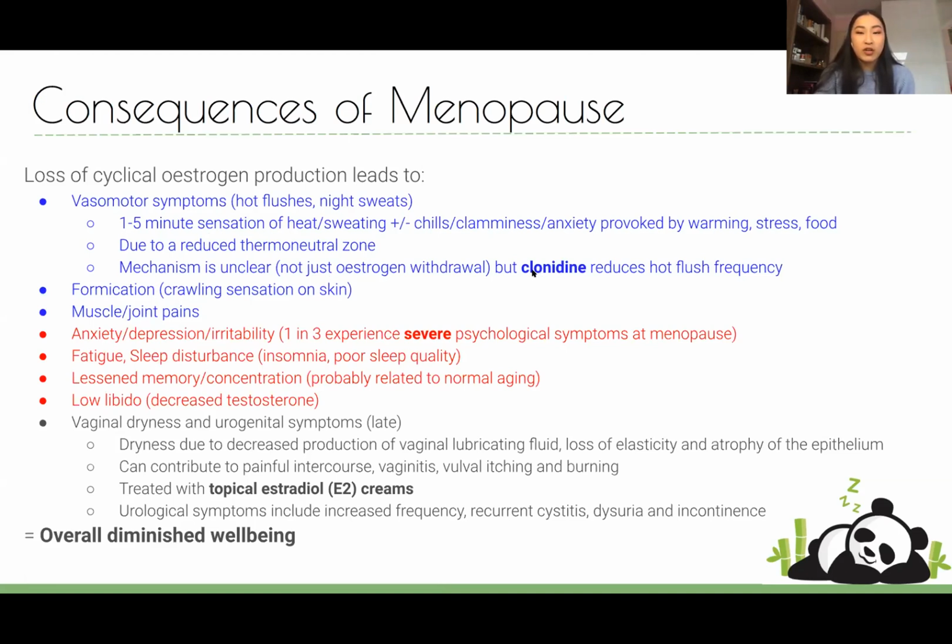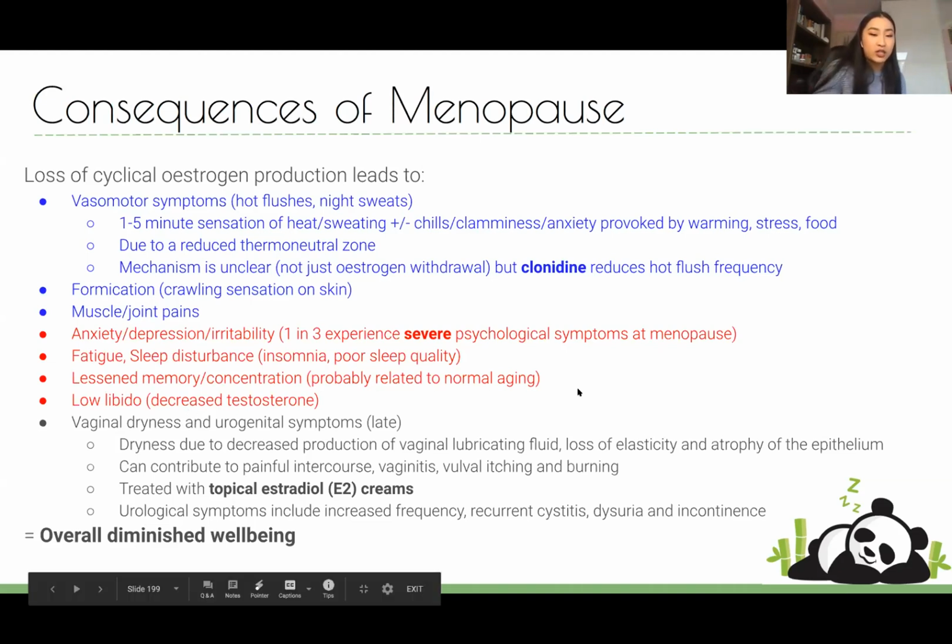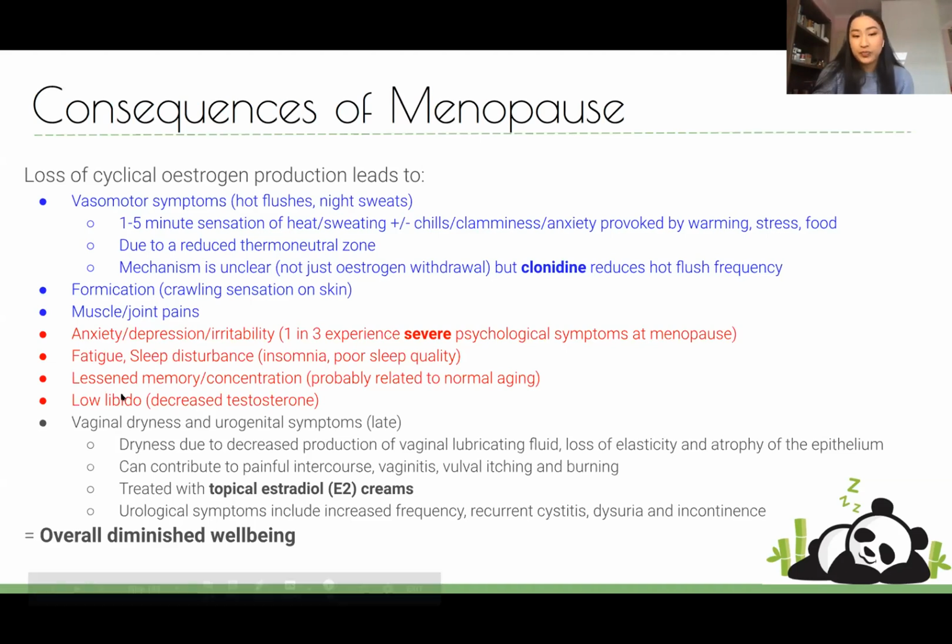Clonidine is a treatment for hot flushes, but they don't really know how it works. Other signs that you get, formication is this crawling sensation on the skin, apparently very unpleasant, and they can get muscle and joint pains. In terms of psychological or cognitive things, anxiety, depression, irritability, a lot of people experience severe psychological symptoms. They also have fatigue and sleep disturbance. So insomnia can be a big problem, and also lessened memory and concentration and decreased libido.